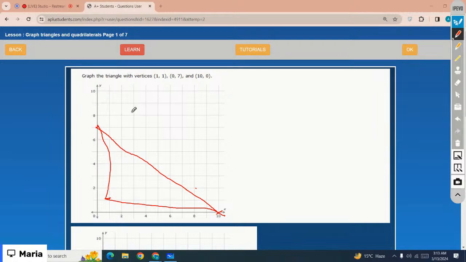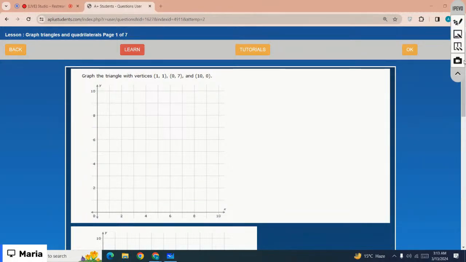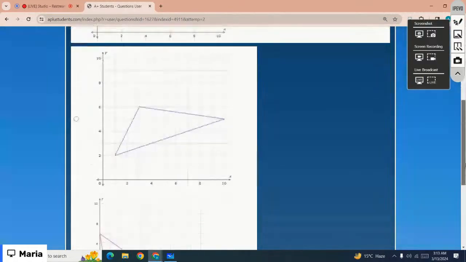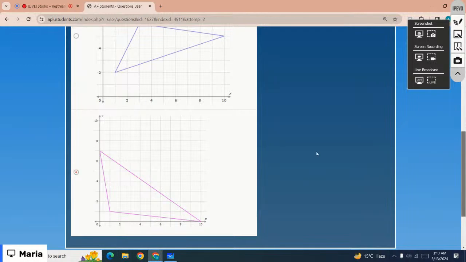Okay, let's see which is the correct option. I think the second one is the correct option. First one, no. The second one is the correct option, right?